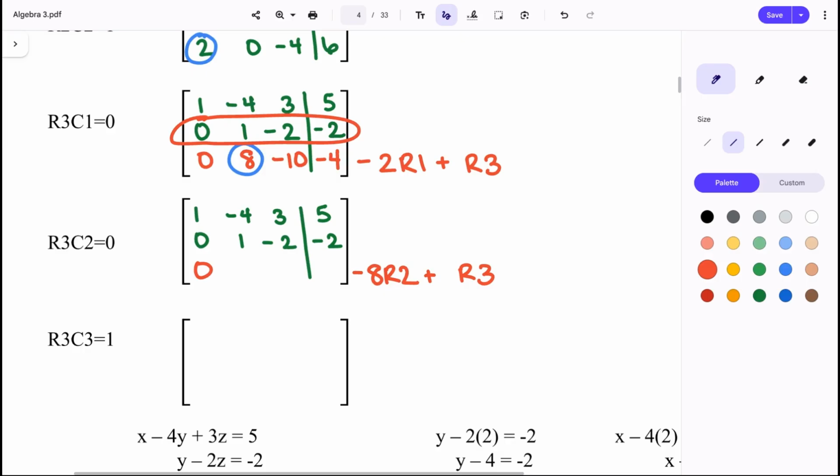Negative 8 times 1 would be negative 8, plus your 8 is 0. What would be negative 8 times negative 2? 16. 16 plus a negative 10 would be 6. And then we've got kind of the same situation here. Negative 8 times negative 2 is still 16, plus negative 4 would be 12. That fixes that issue that we had where we no longer have that 2. Okay, now is there a way where we could make the 6 become a 1?